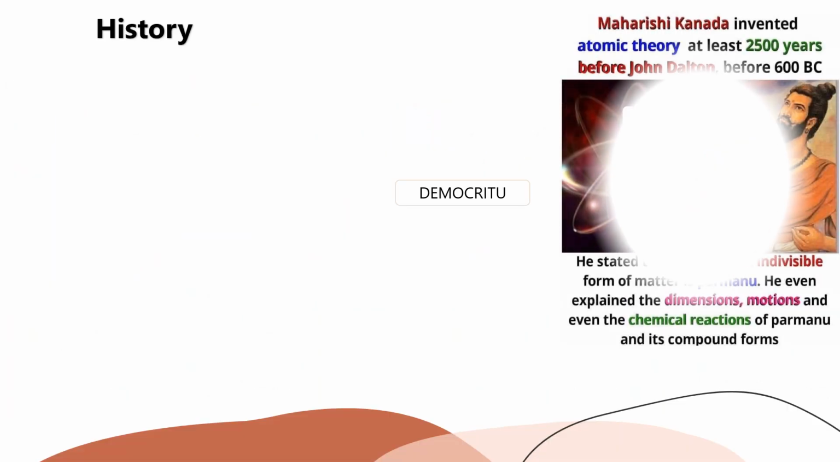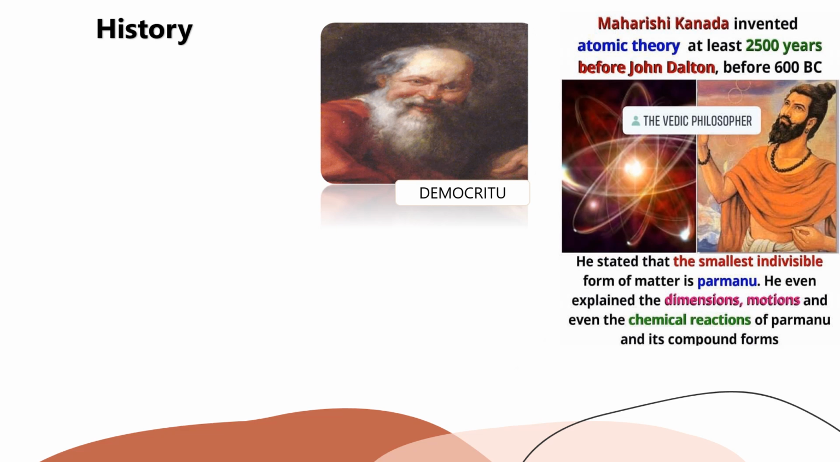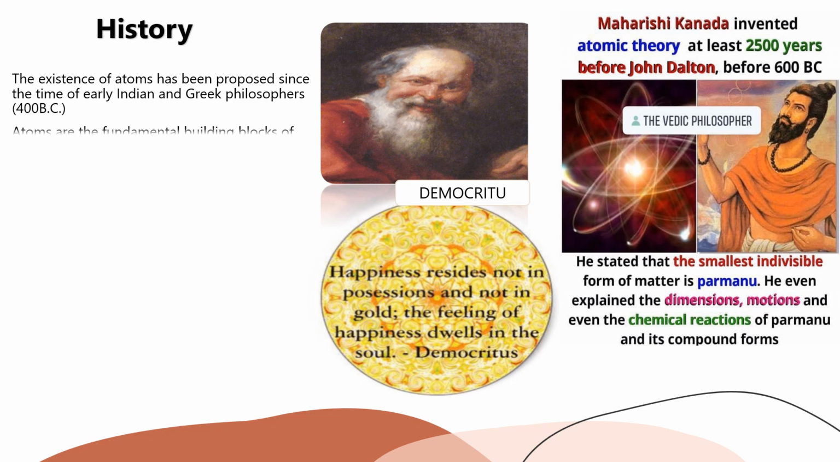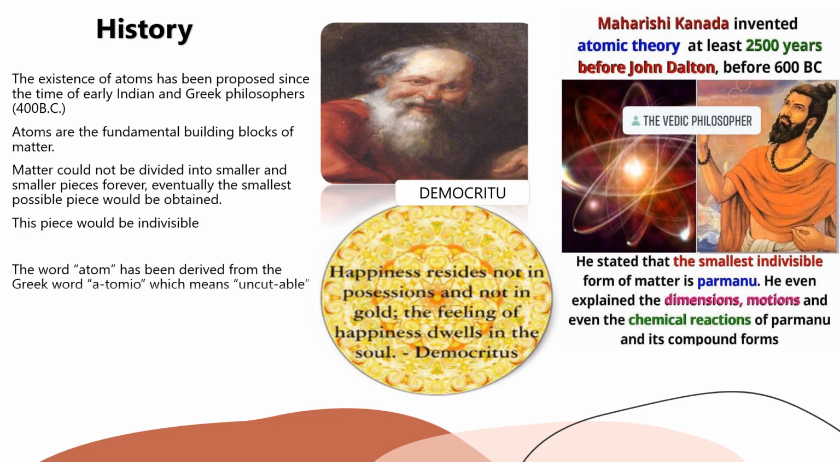The existence of atoms has been proposed since the time of early Indian and Greek philosophers, who were of the view that atoms are the fundamental building blocks of matter. According to them, the continued subdivision of matter would ultimately yield atoms, which would not be further divisible. The word atom has been derived from the Greek word atomio, which means uncuttable or non-divisible.